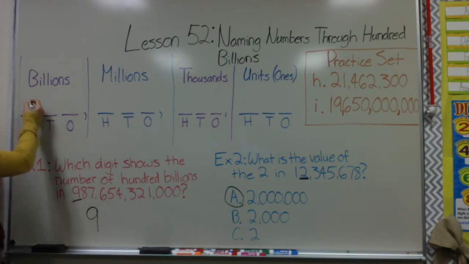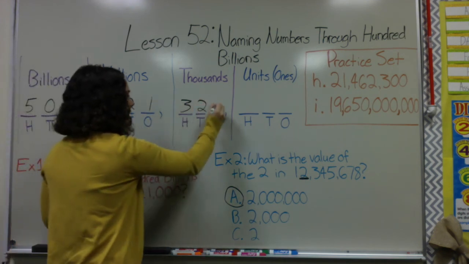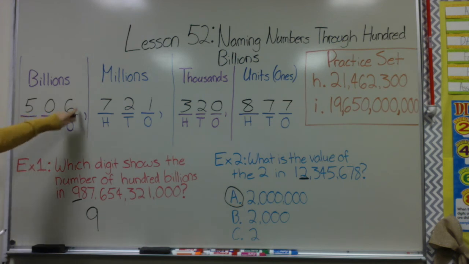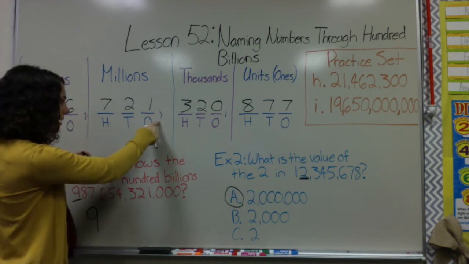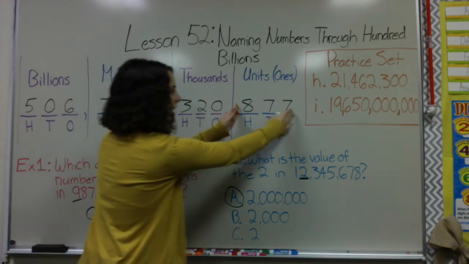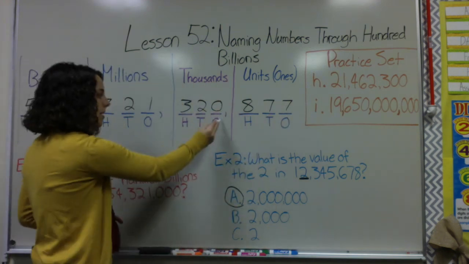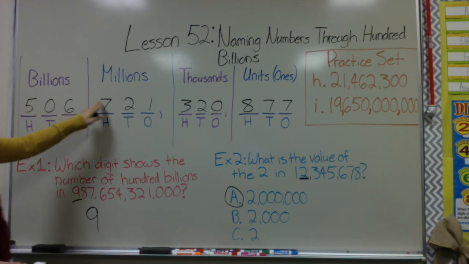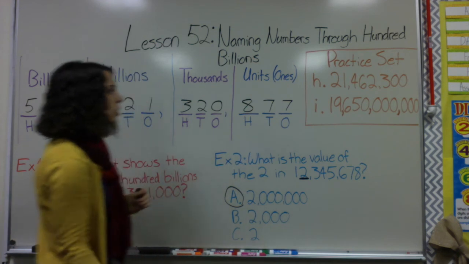If I were to just plug in any random number, we'll do 5, 0, 6, 7, 2, 1, 3, 2, 0, 8, 7, 7. So the way I would read this number is 506 billion. That's where my comma says its name. My commas help me say the place value. So 506 billion. Then I'd read 721,320,877. Notice I read each little chunk just as if it was broken down into 3 digits. The comma is where I say its name. So 506, this is still 506 right here. Then I say billion, because that's where the comma is, 721,320,877. So that's how I would say it.